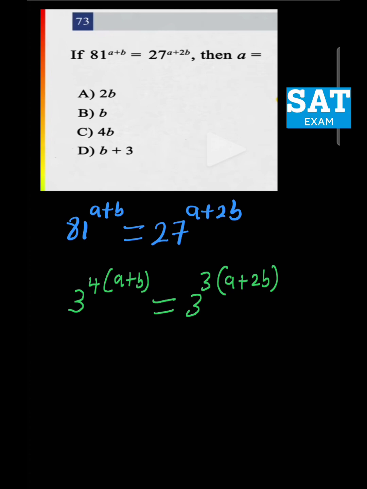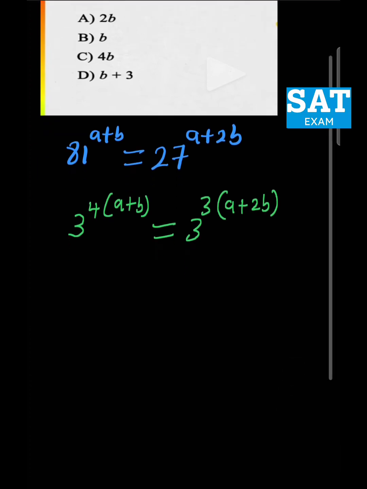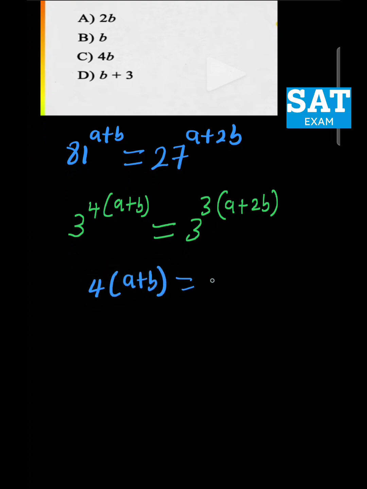So the next thing we're going to do: as you can see, the two bases are now the same, and in an exponential equation, when the bases are the same, then the powers are also the same. So we're going to equate the powers. The first power is 4 into the bracket of a plus b, which is equal to the second power, 3 into the bracket of a plus 2b.